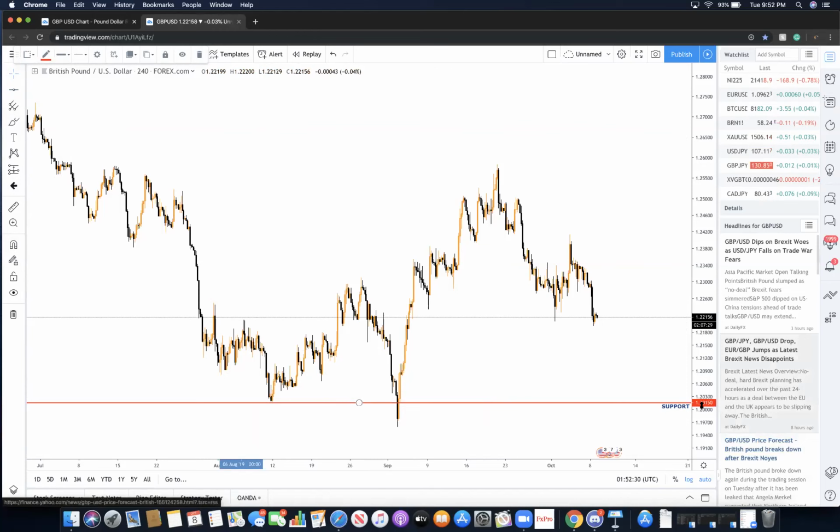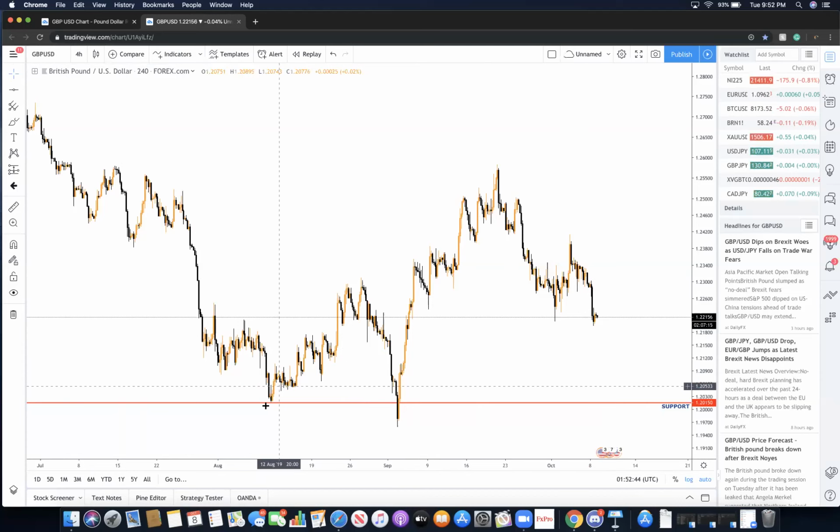is now representing the price of 1.20150, which basically means 1 British pound is going to give me $1.20 USD. So that is my support area.